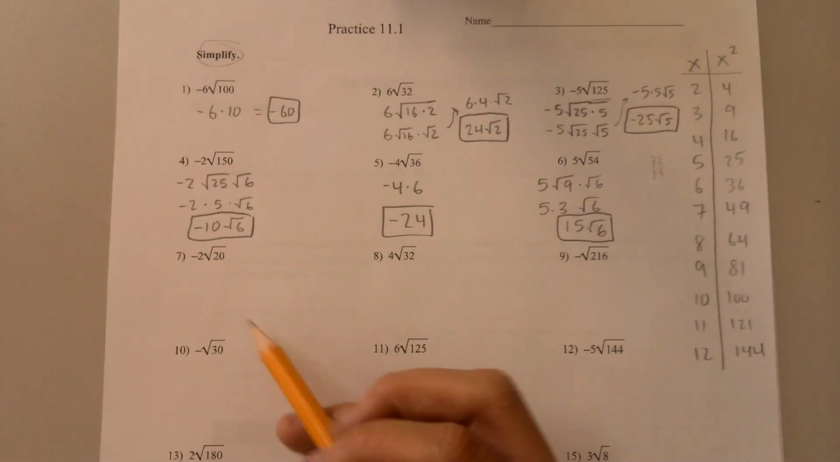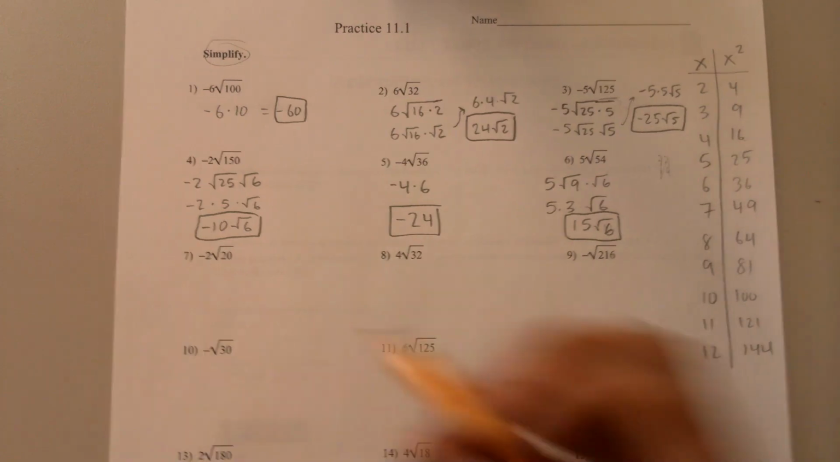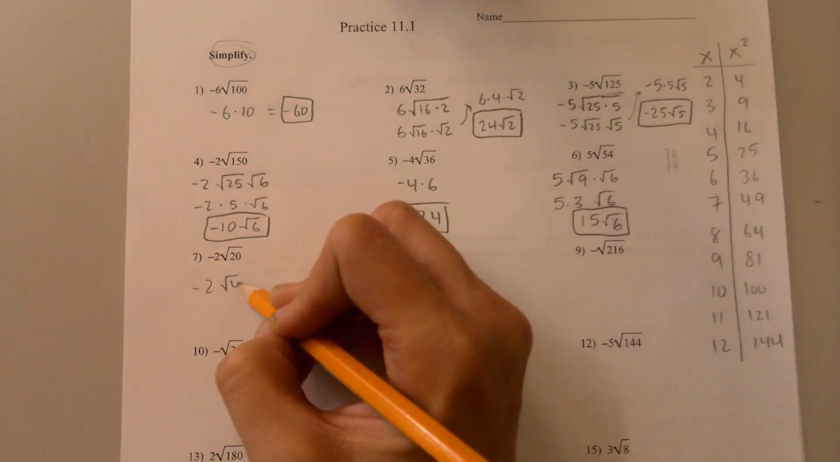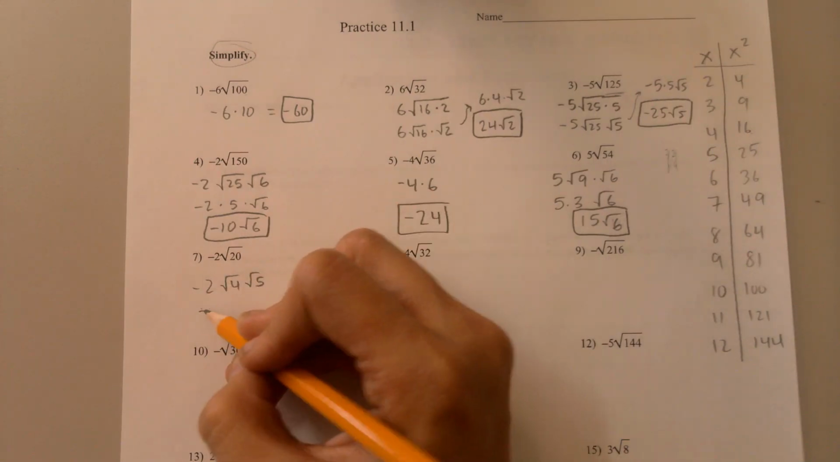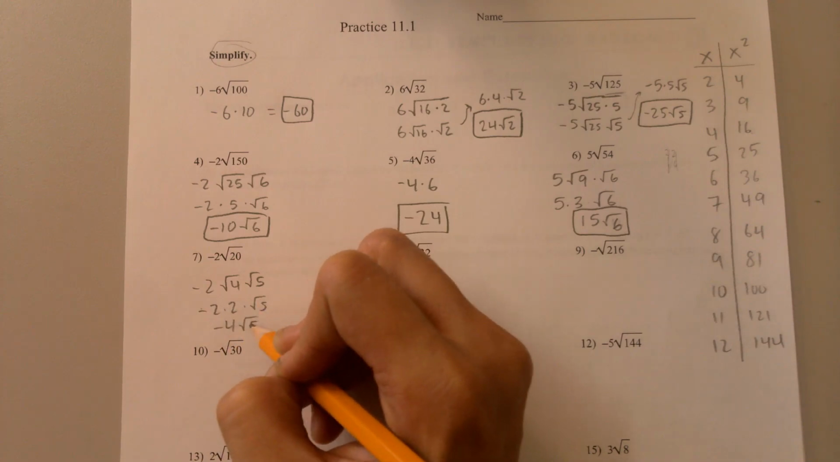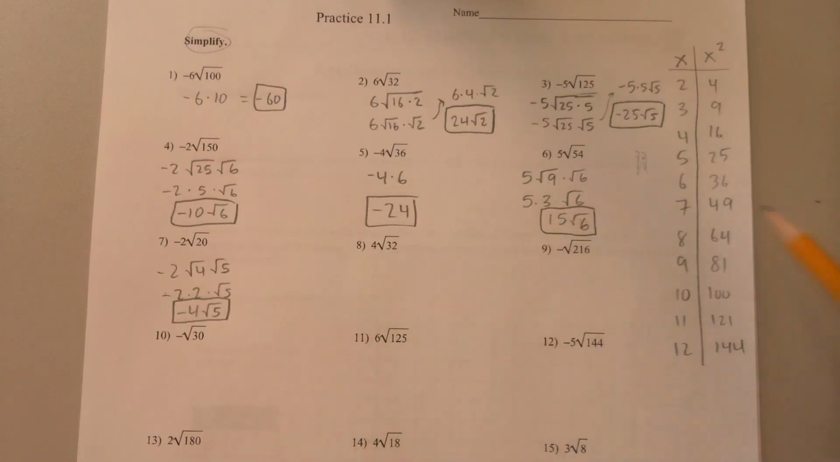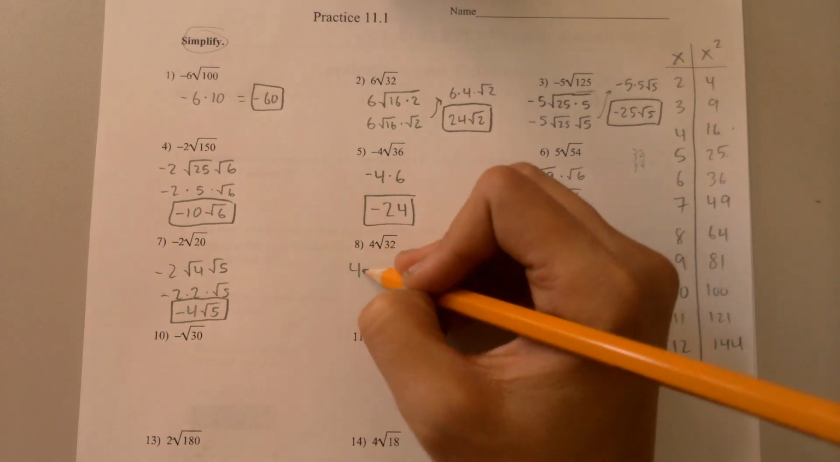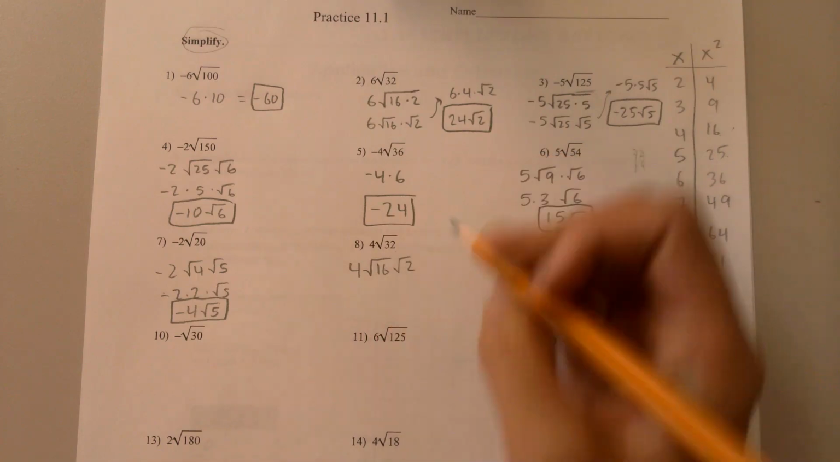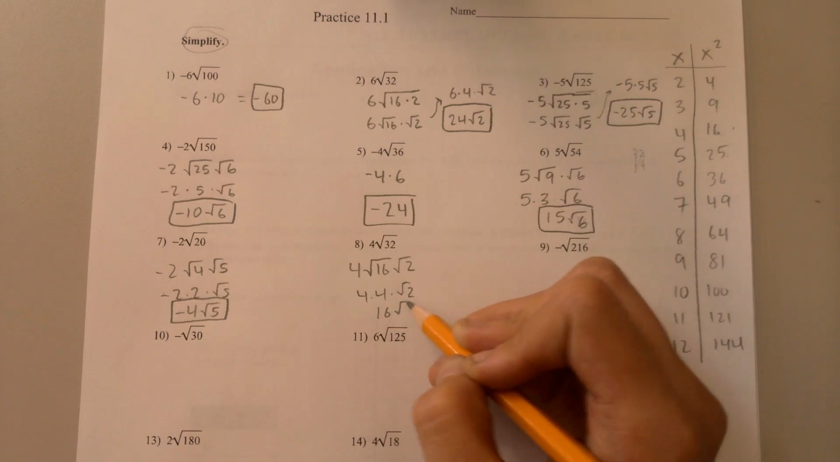Okay. 20. So we're going to start at 16. Nope. 9. Nope. 4. Yes. So negative 2 root 4 root 5. Negative 2 times root 5. Negative 4 root 5. Okay. 32. Start at 25. Nope. 16. Yes. 4 root 16 root 2. 4 times root 2. 16 root 2.